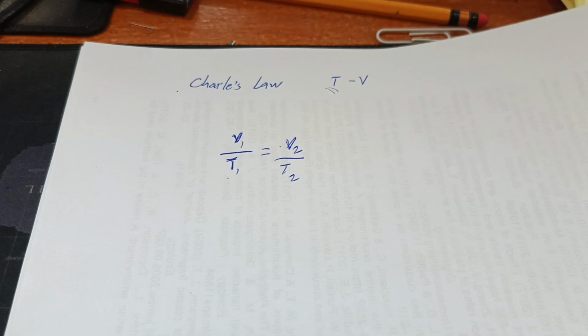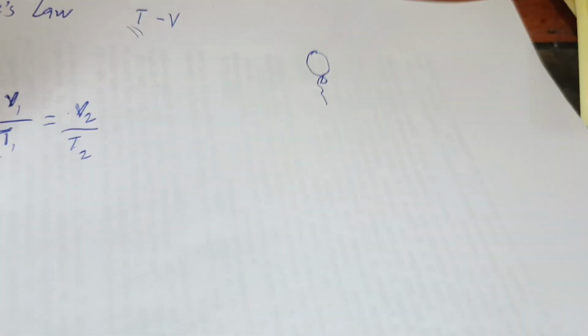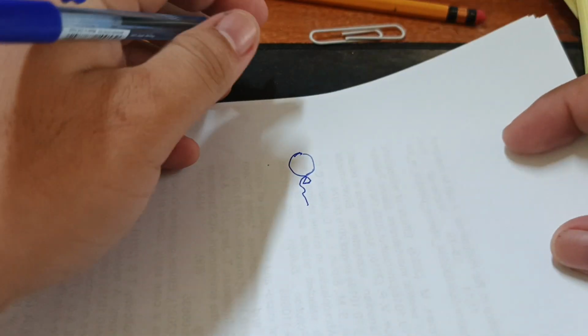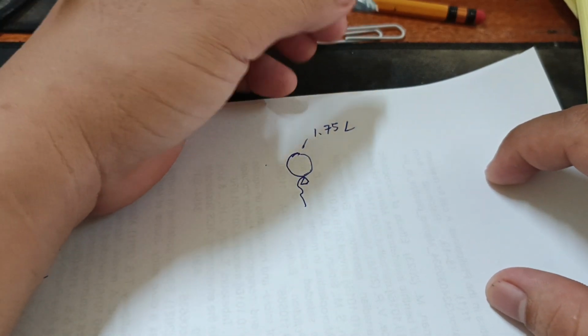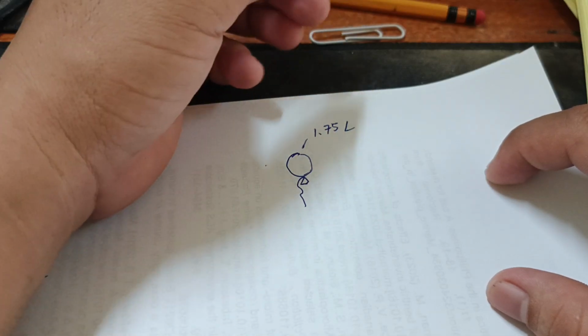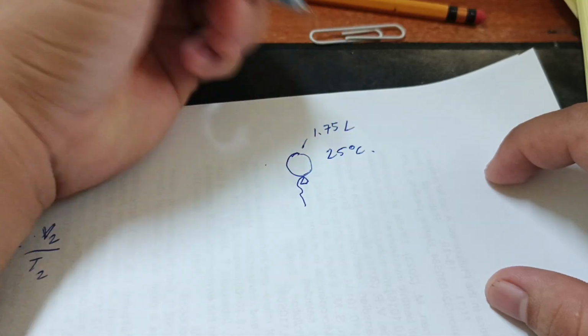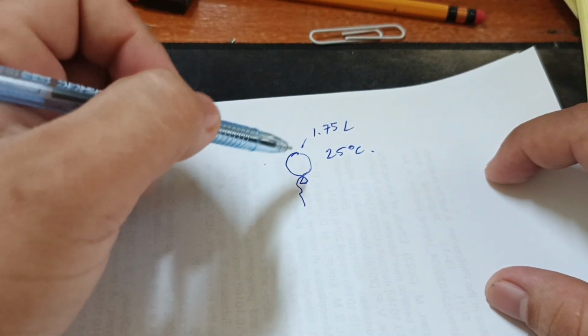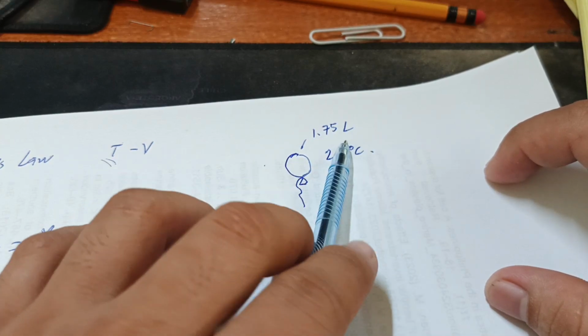For example, you have a balloon. We just draw a balloon here. So this balloon has a volume of 1.75 liters, at a temperature of about 25 degrees Celsius. So this balloon at 25 degrees Celsius has a volume of 1.75 liters.